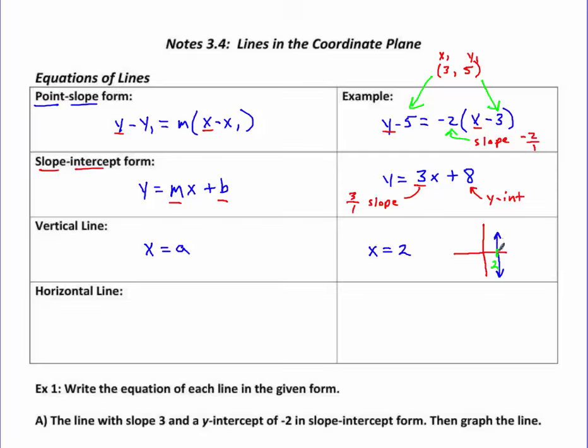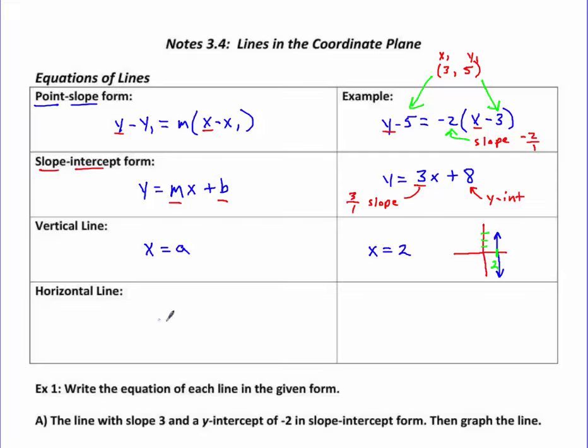The y value here is 0, and then 1, 2, 3, 4, 5, 6, 7, and it goes up forever. But the x value is always 2. So these points are 2 comma 0, 2 comma 1, 2 comma 2, 2 comma 3, and it just keeps going forever. But the x value will always be 2.